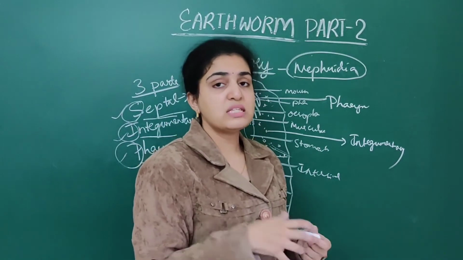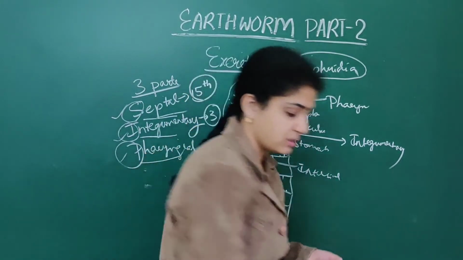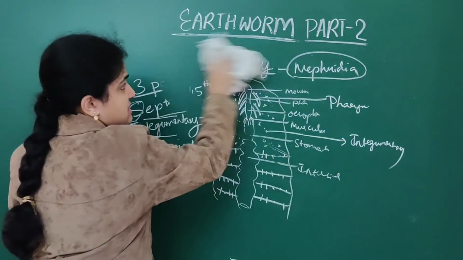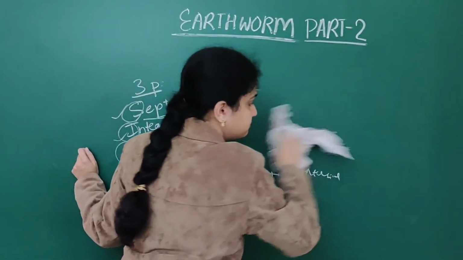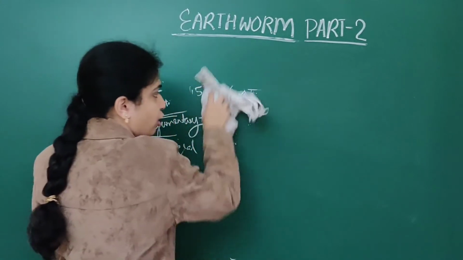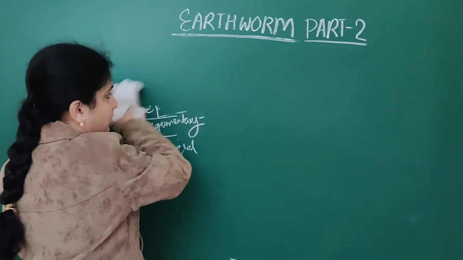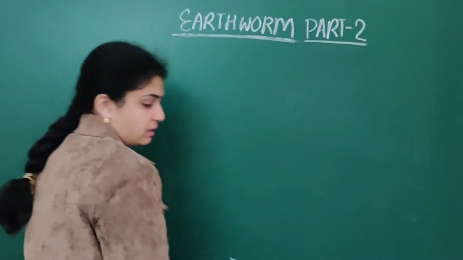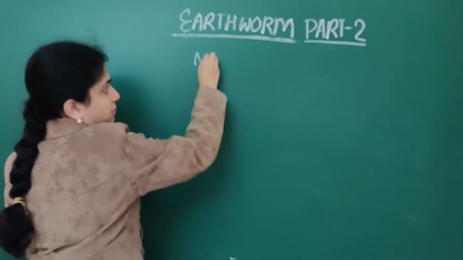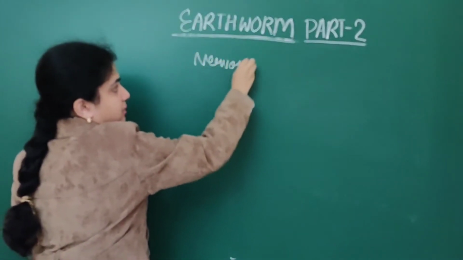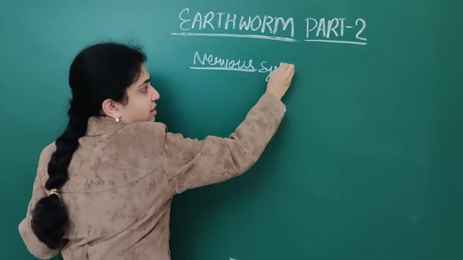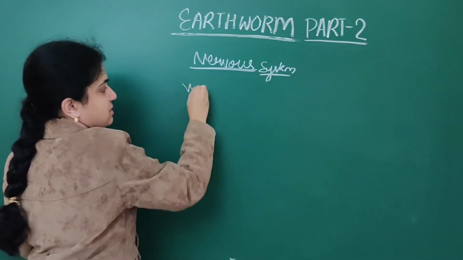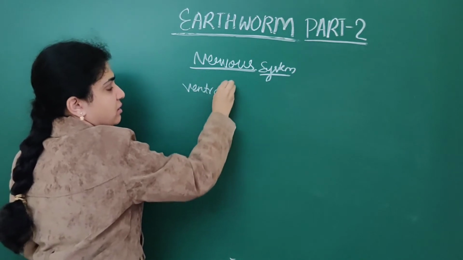Next we are going to see the nervous system of the earthworm. In the nervous system of the earthworm, mainly the ventral nerve cord is present. That is the ventral nerve cord.